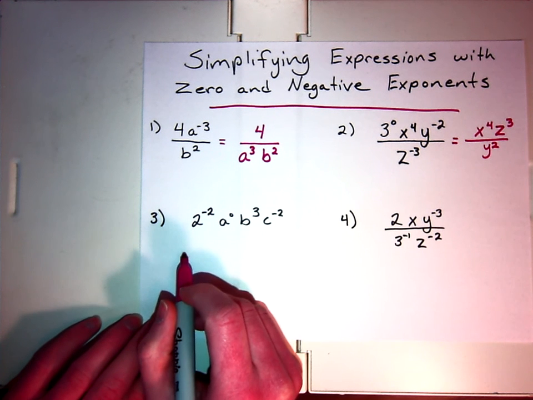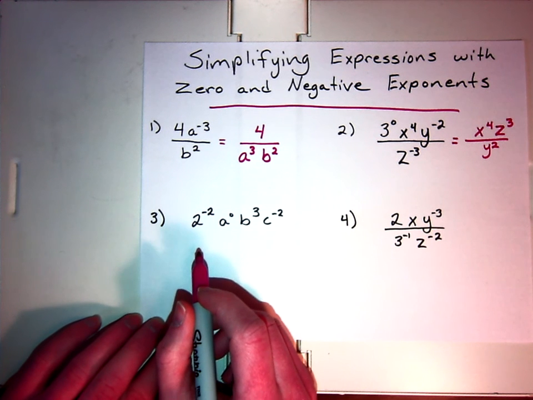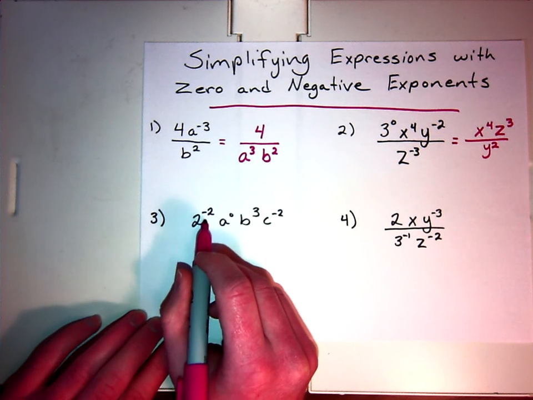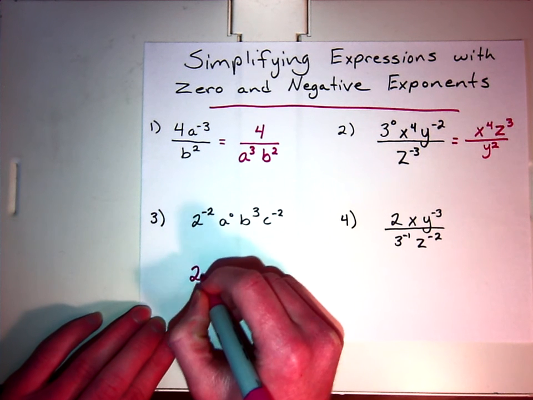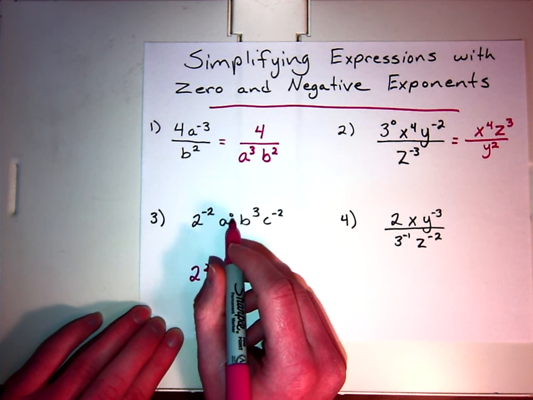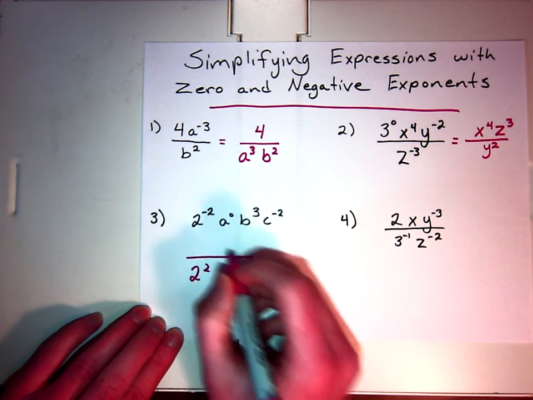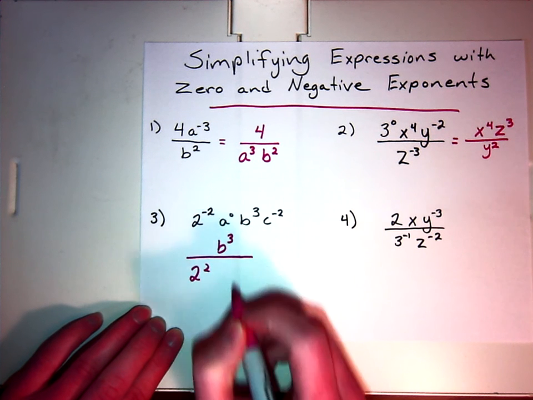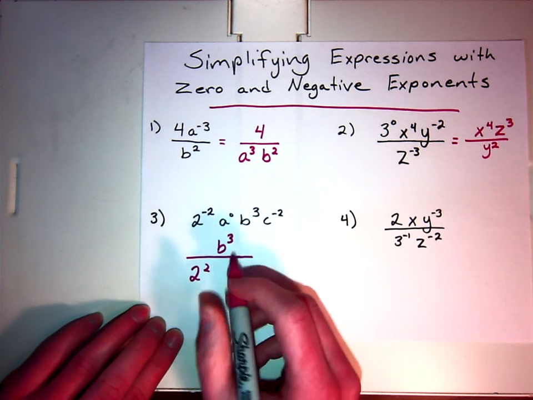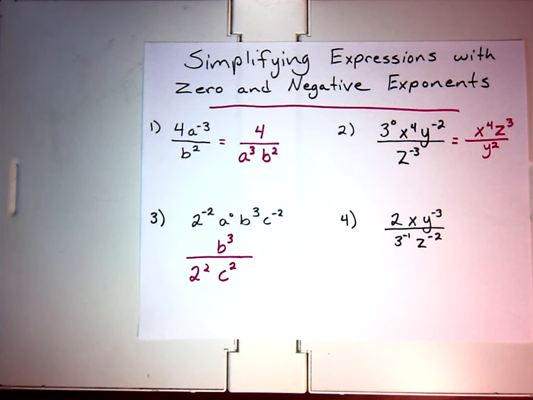On number 3, again, we're just going to be simplifying. We need to identify, are there negative exponents or exponents of 0? And yes, I have 2 to the negative 2nd power, which means in my denominator I'm going to have 2 to the 2nd power. A to the 0th power, any number to the 0th power is the number 1, so I don't need to write that in. Over here, b to the 3rd, that's positive, so it remains in my numerator. C to the negative 2nd, since it's a negative exponent, I move it to my denominator, and I get c to the 2nd in my denominator.